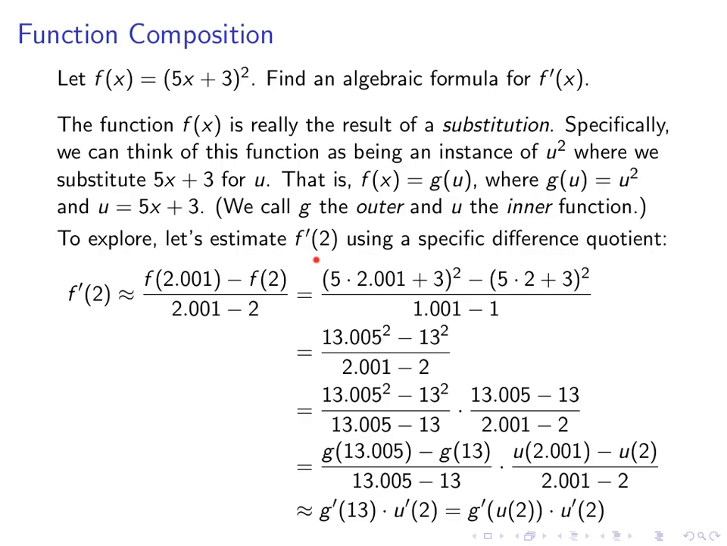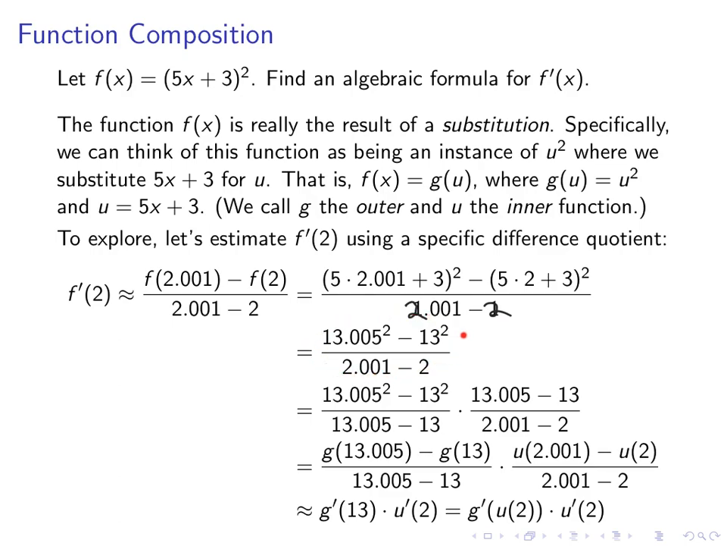Now, if we evaluate that, remember the function f up here is (5x plus 3) squared. And so evaluating at 2.001, I'd have (5 times 2.001 plus 3) squared. Evaluating at 2, I'll have (5 times 2 plus 3) squared. And I see I already have a typo. That's a record. The semester hasn't even started yet. But that's supposed to be 2's down there. And so if I simplify this expression, 5 times 2.001 plus 3, that's 13.005. 5 times 2 plus 3 is 13. And so I get this.